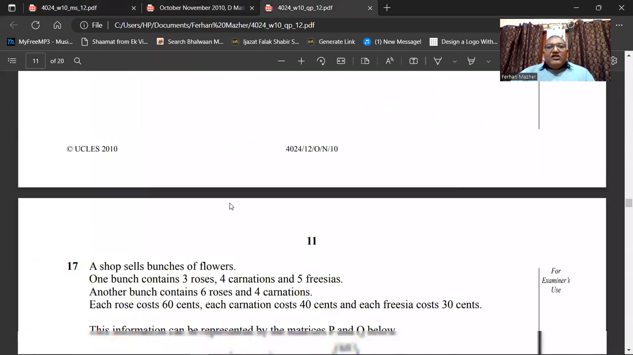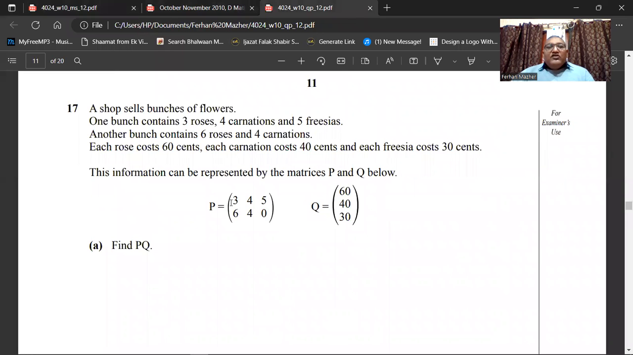So we are done with question number 16. Now we are going to the next question, which is again on matrices. It says a shop sells bunches of flowers. One bunch contains 3 roses, 4 carnations, and 5 freesias. Another bunch contains 6 roses and 4 carnations.